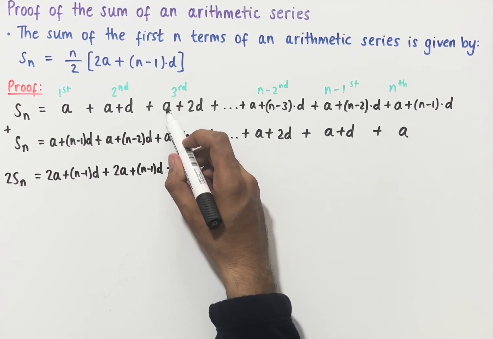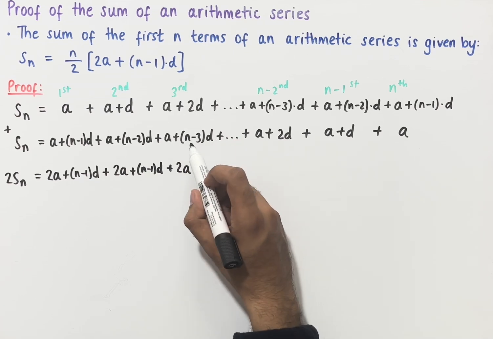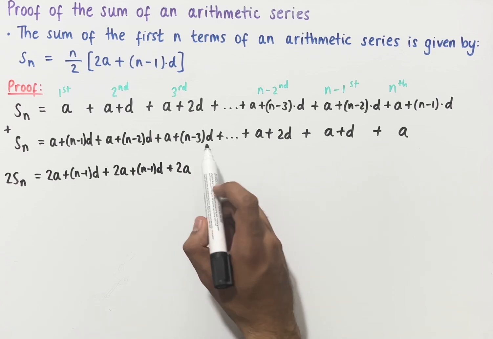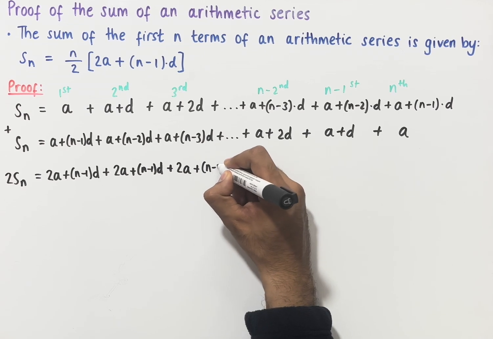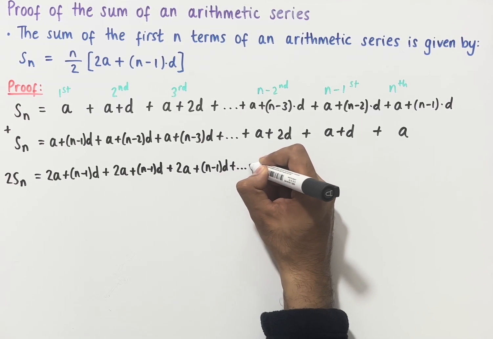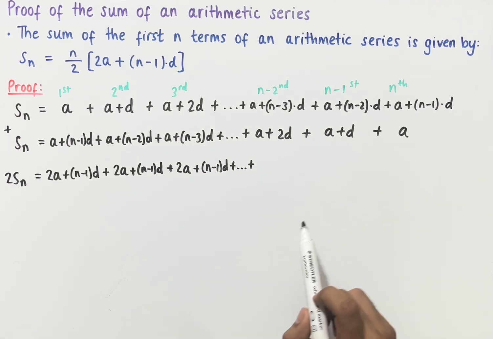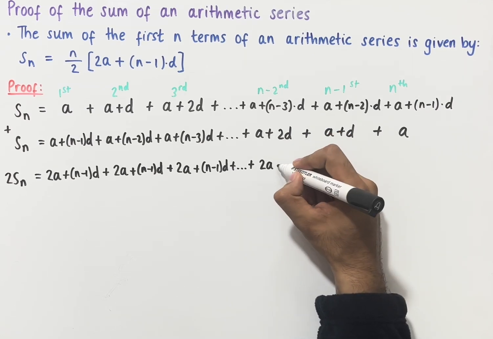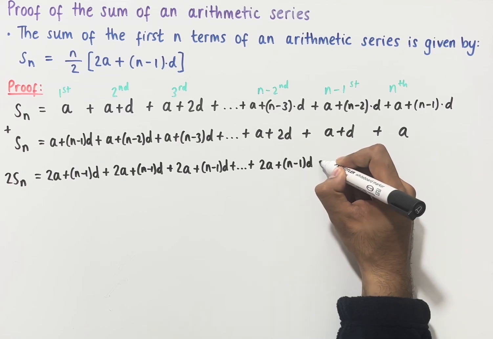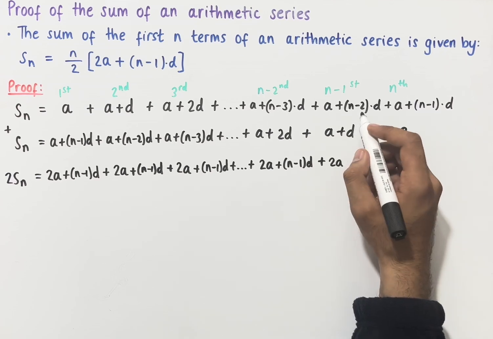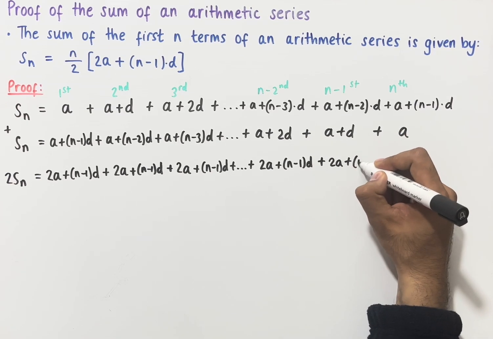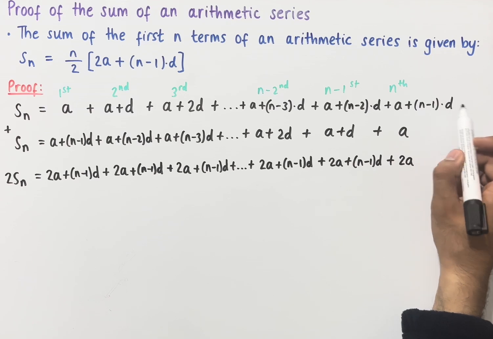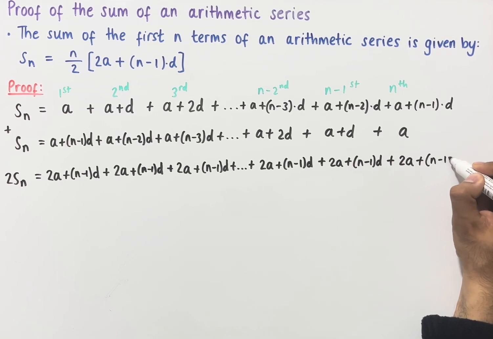For the third term, we have a plus a, which is 2a, and then 2d plus (n minus 3) times d. So again, we're essentially adding 2 to the bracket here. N minus 3 plus 2 gives us n minus 1 times d. And then we have the ellipsis to indicate the terms in between. Now likewise, all of these terms are going to give us the same result. A plus a gives us 2a, and then (n minus 3) times d plus 2d is (n minus 1) times d. And then for the penultimate term, a plus a is 2a, and then (n minus 2) times d plus d gives us (n minus 1) times d. And then for the last term, we have a plus a, which is 2a, and then we add on (n minus 1) times d, which gives us the same result as all of the other terms.